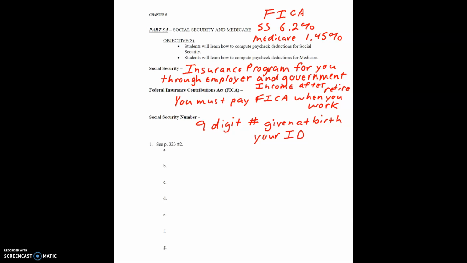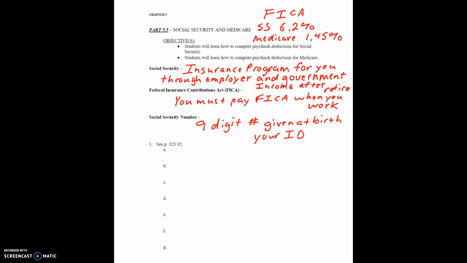Part 5.5 is Social Security and Medicare. These are classified under what we call FICA. FICA is the Federal Insurance Contributions Act that was created by FDR way back. It requires employees to pay into Social Security, which is 6.2% at the top there, and Medicare, which is 1.45%.